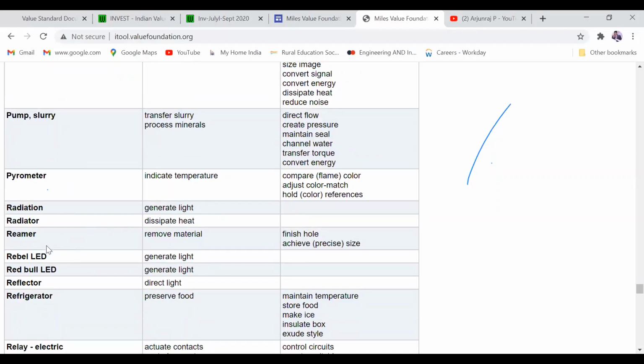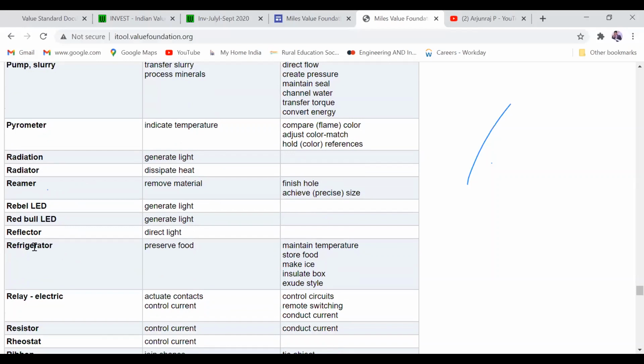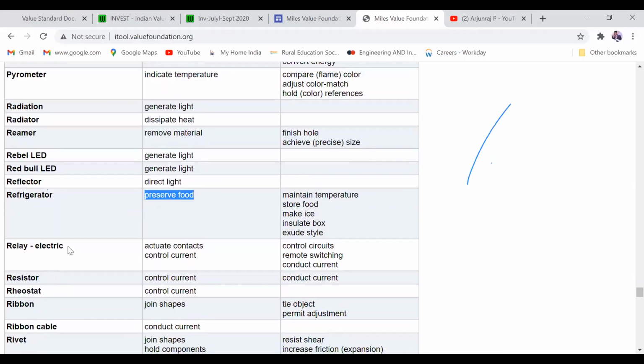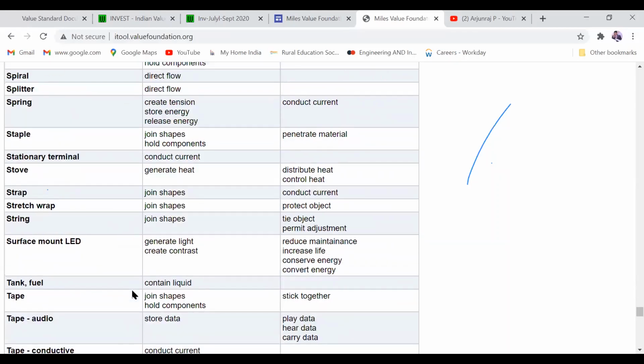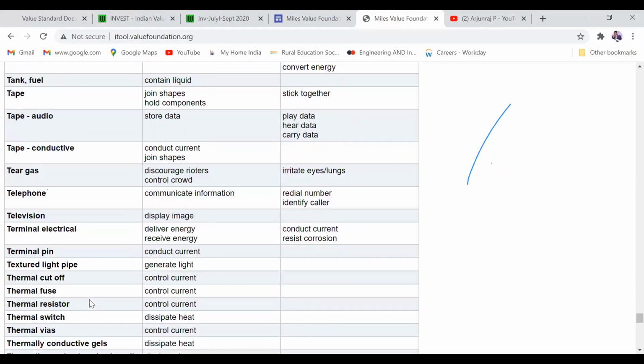Radiation generates light. Refrigerator: what is the basic function of a refrigerator? It is to preserve food. What is the function of a relay? An electric relay is to actuate current, actuate contact, or control current. Even technical and non-technical examples are given here. You can look into it.